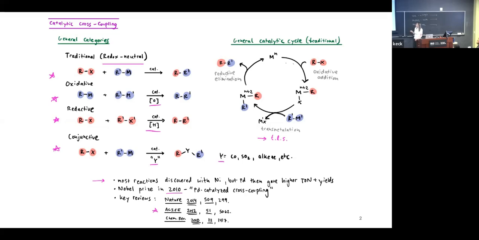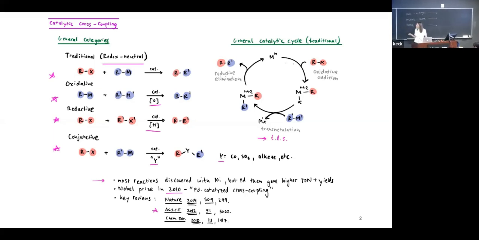And then finally, we will talk a little bit about conjunctive coupling. It's mostly just to keep in mind that you can interfere with the classic cross-coupling between the electrophile and nucleophile with a third component. So we'll see a few examples of this at the end. All right.